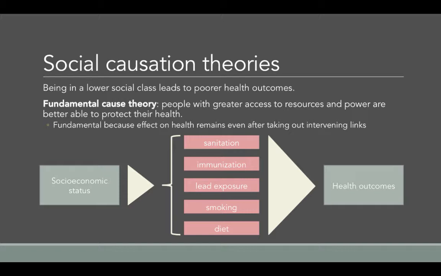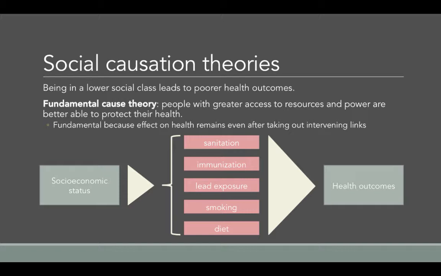Socioeconomic status on the left contributes to several different risk factors, which are all in pink. So people on the lower end of the socioeconomic ladder might be exposed to less sanitary conditions. This was certainly true in the beginning of the 19th century, so the 1800s and early 1900s. Increased presence of unsanitary conditions.